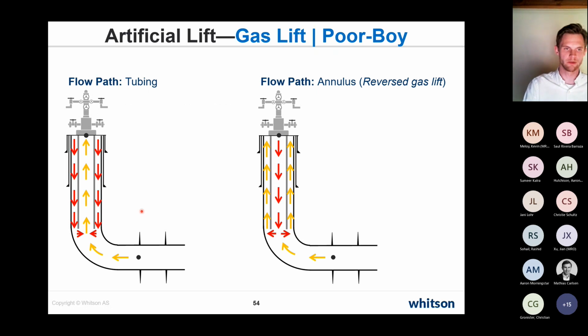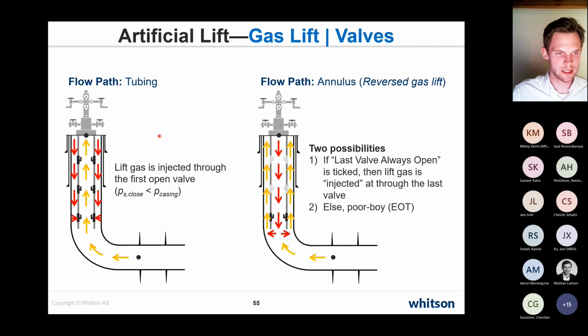Just to go through those a little bit further, if you have a tubing flow path, then the injected gas goes down the annulus around the end of the tubing and then back up together with the well stream. If you have an annulus flow path, so-called reversed gas lift, then you're injecting down the tubing and back up the annulus together with the well stream.